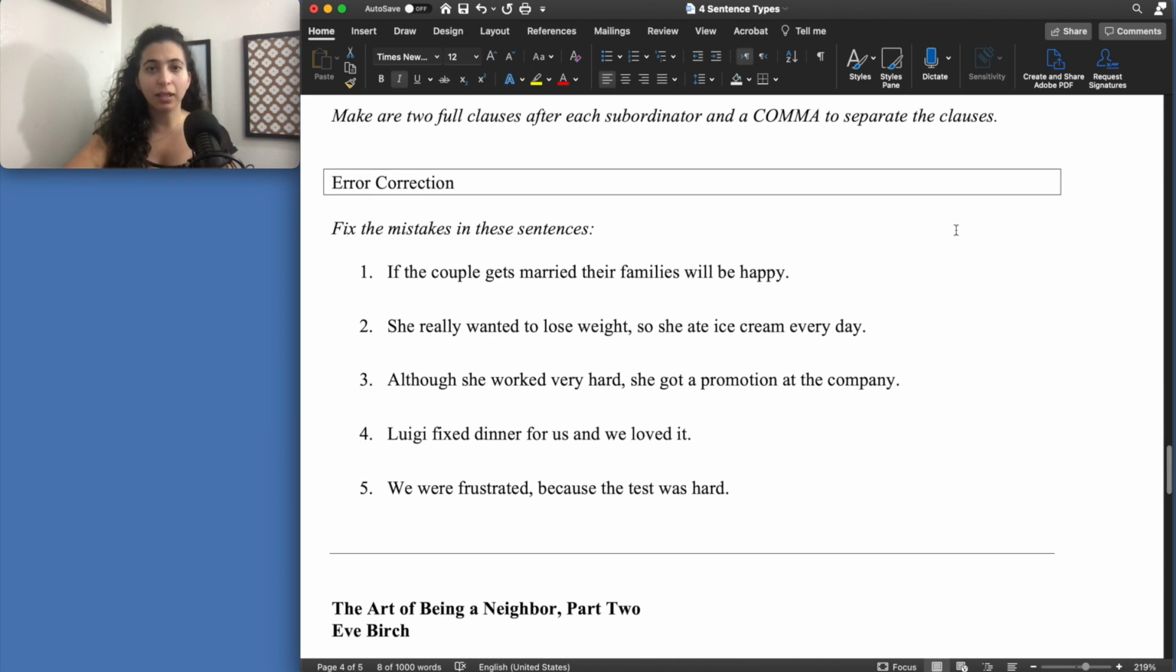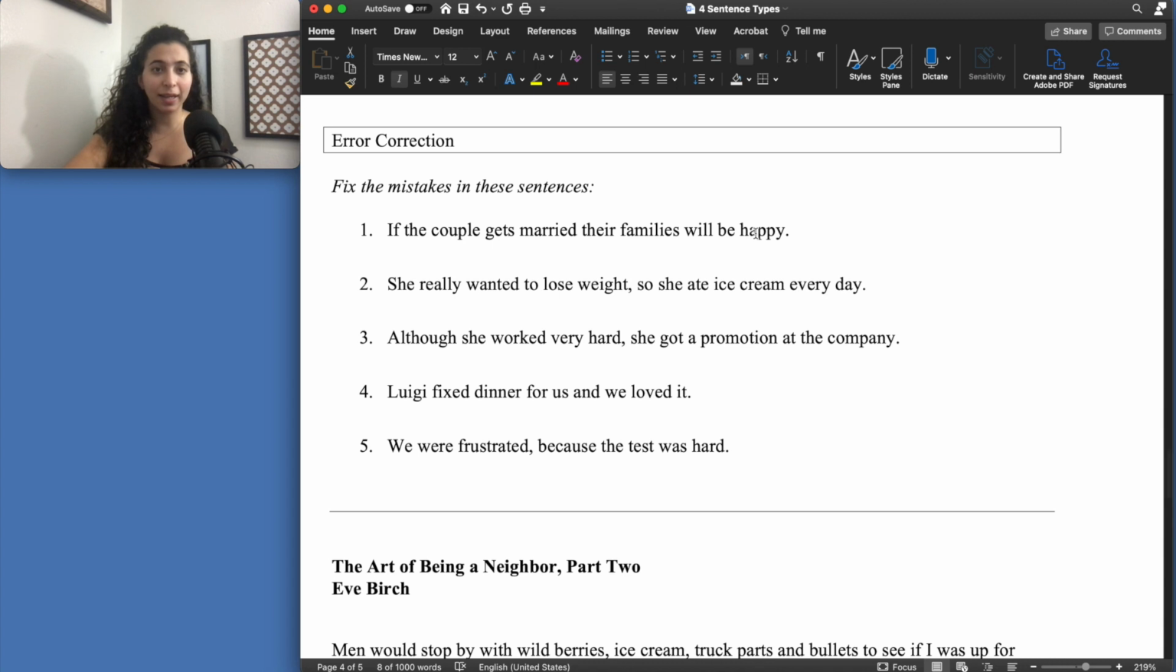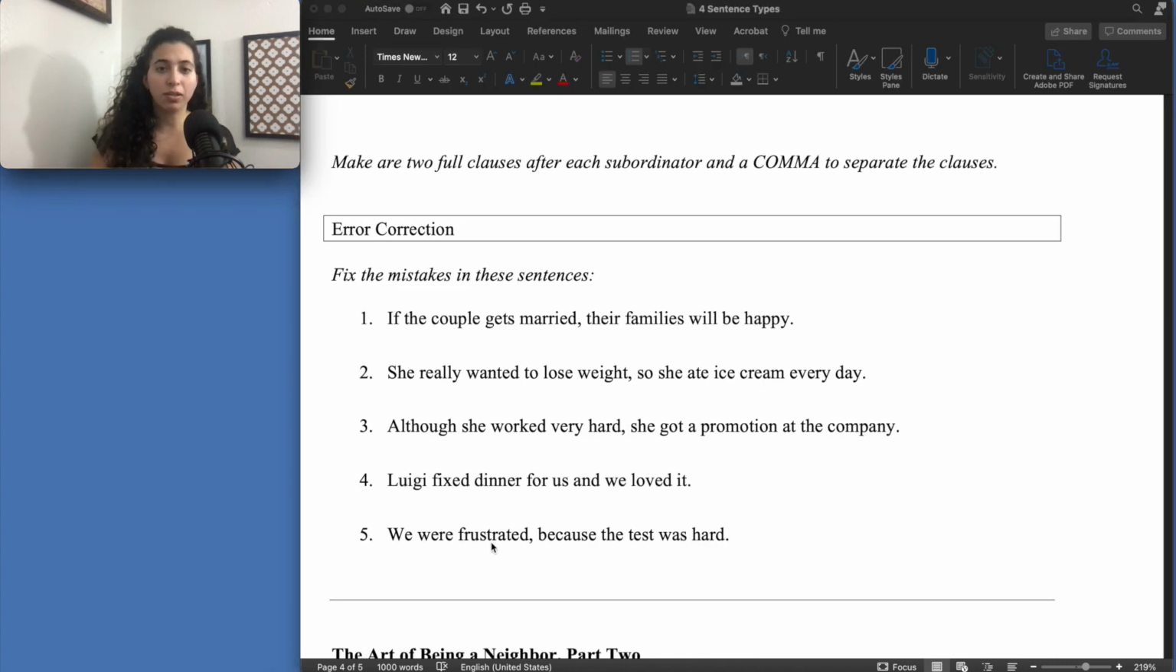Let's correct the errors. If the couple gets married, their families will be happy. Now we started with if, so we need a comma. If the couple gets married, comma, their families will be happy. She really wants to lose weight, so she ate ice cream every day. She really wanted to lose weight, so she ate ice cream. There's absolutely nothing wrong with that sentence. It is a trick question.